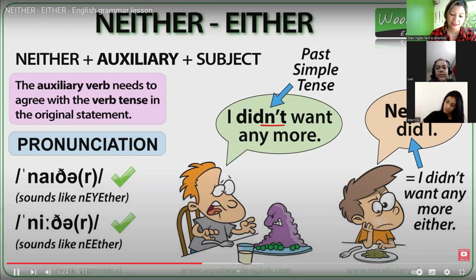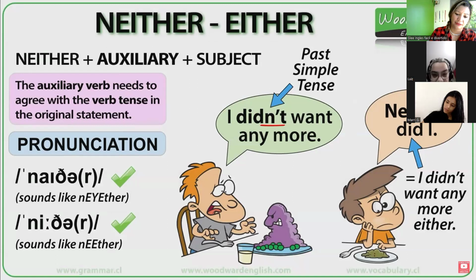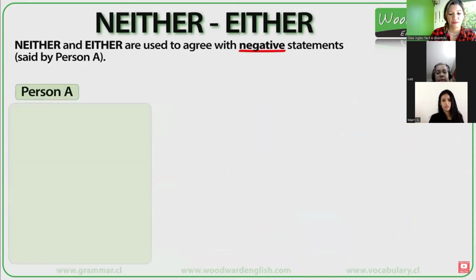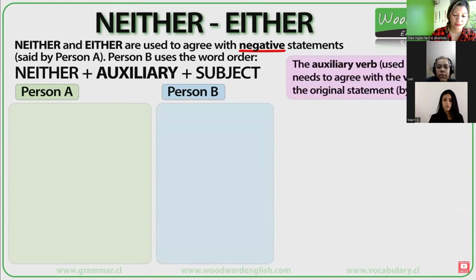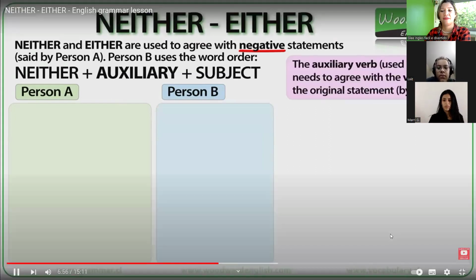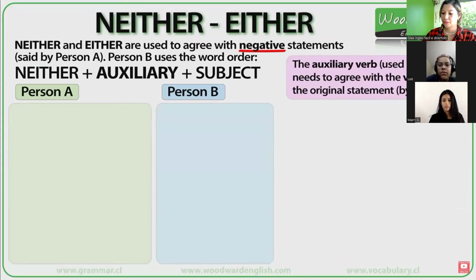So the complete interaction is, I didn't want any more. Neither did I. Let's look at more ways of responding. Neither and either are used to agree with negative statements said by person A. Person B uses the word order neither plus auxiliary plus subject. The auxiliary verb used by person B needs to agree with the verb tense in the original statement by person A. Look at these examples.